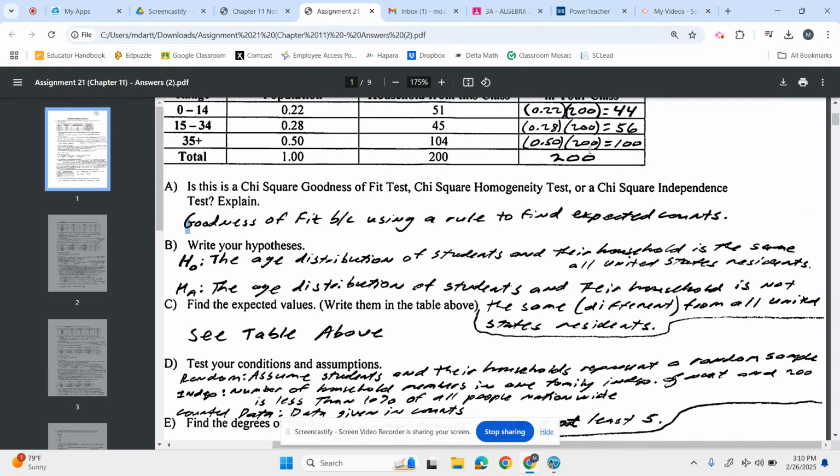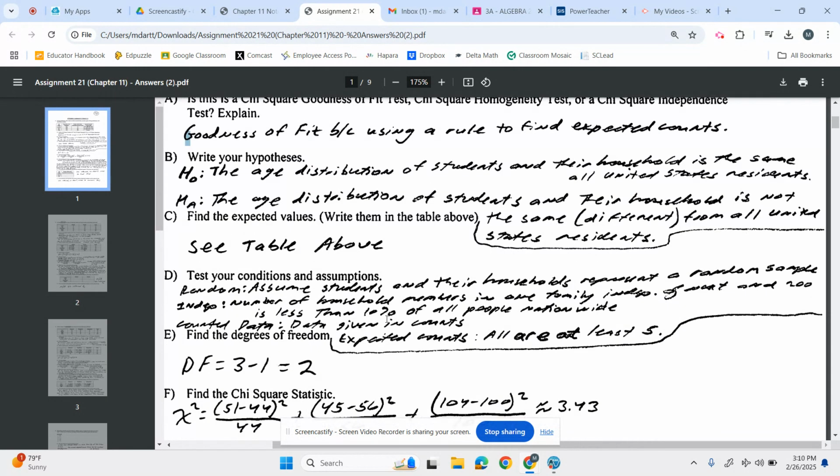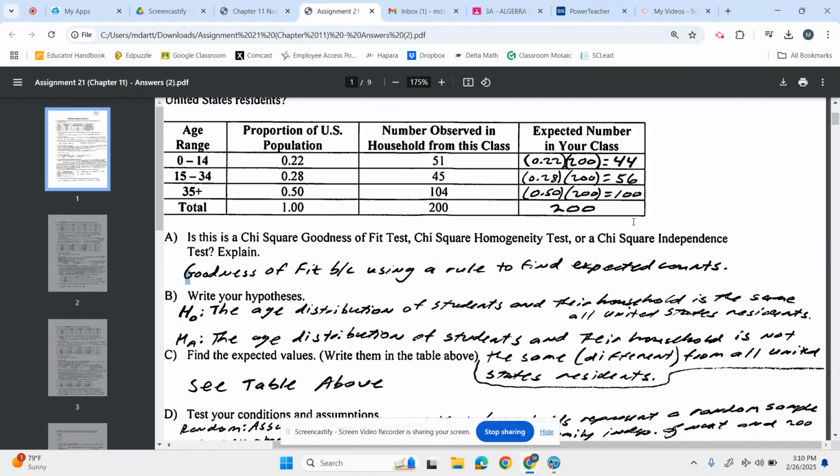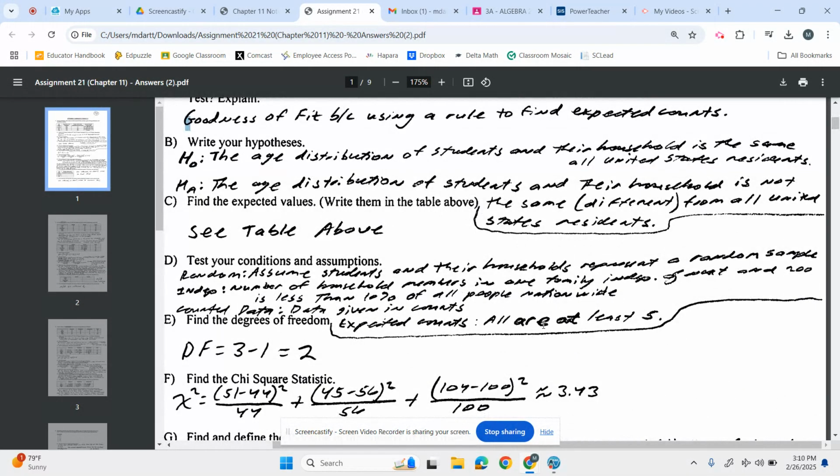And then remember, our sample size is 200. That is clearly less than 10% of all U.S. residents. This data is given in counts. They counted the number of people in each category. And look at our expected counts, 44, 56, 100. Each of those are at least 10.